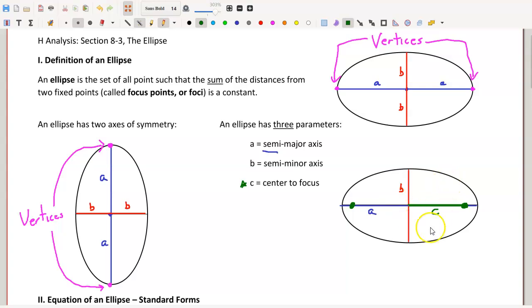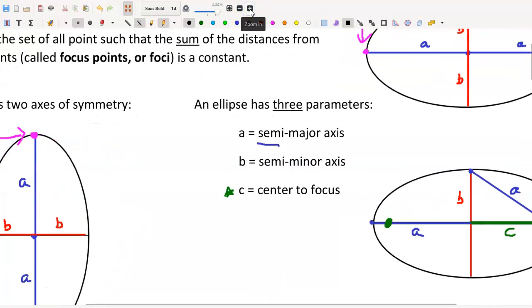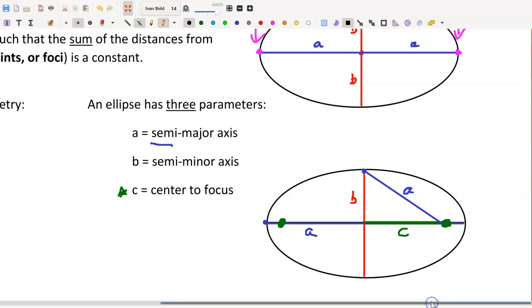And the thing that ties all of these together is if I go back to A, say the length from the center to the vertice, it's actually the same as the length from here to the focal point. Those are actually the same exact value. So this is A as well. Now, zoom in on here, this makes an interesting relationship.